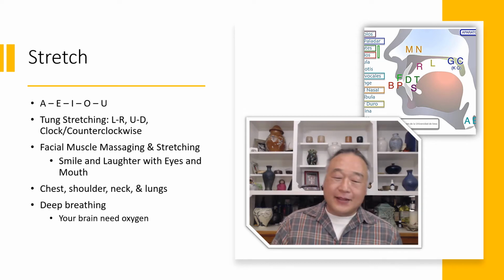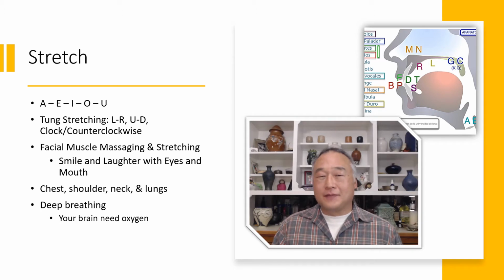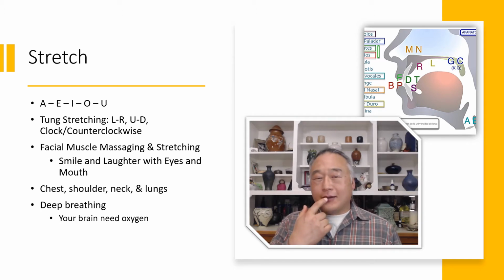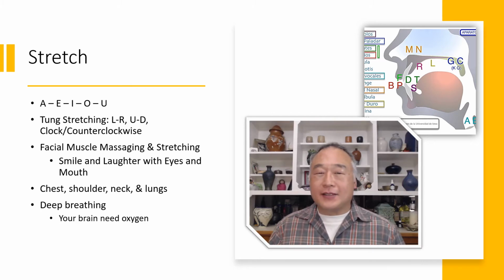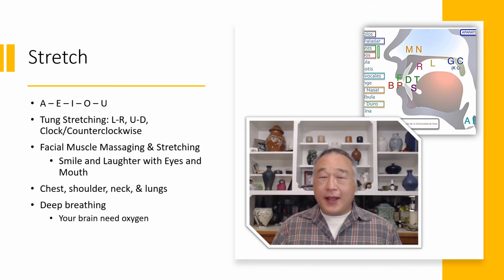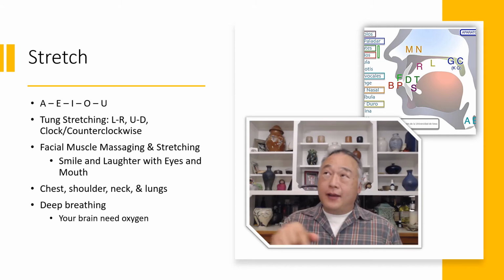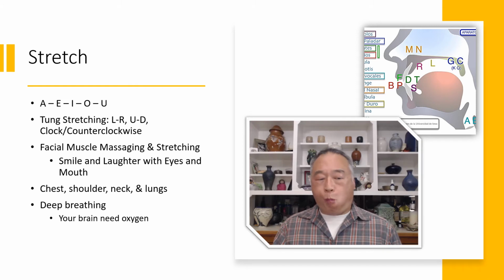Okay, the next is tongue stretching. So here's the tongue that's going to go around. Well, actually, let's go up, well, down. And then left and right, right, left. So basically, I'm doing the muscle exercise of the tongue. And then we're going to go clockwise and then counterclockwise.